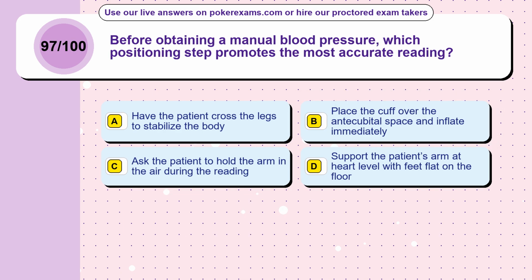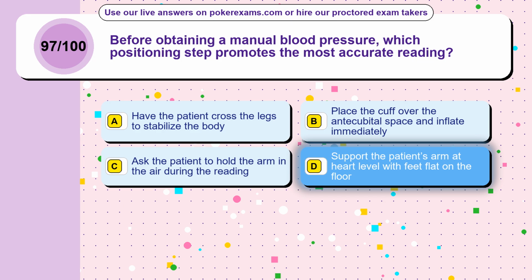Question 97. Before obtaining a manual blood pressure, which positioning step promotes the most accurate reading? Option A. Have the patient cross the legs to stabilize the body. Option B. Place the cuff over the antecubital space and inflate immediately. Option C. Ask the patient to hold the arm in the air during the reading. Option D. Support the patient's arm at heart level with feet flat on the floor. The correct answer is option D.